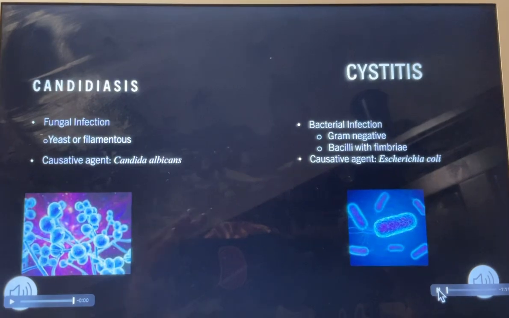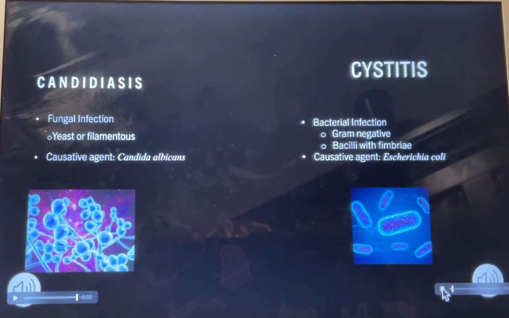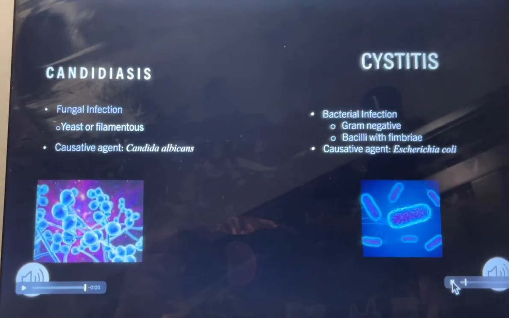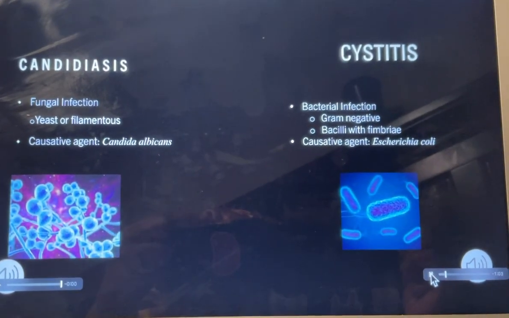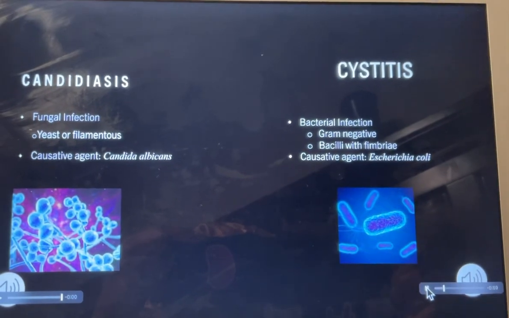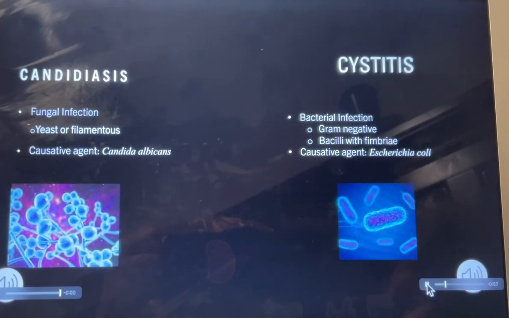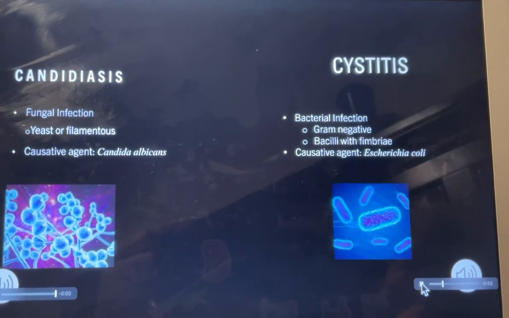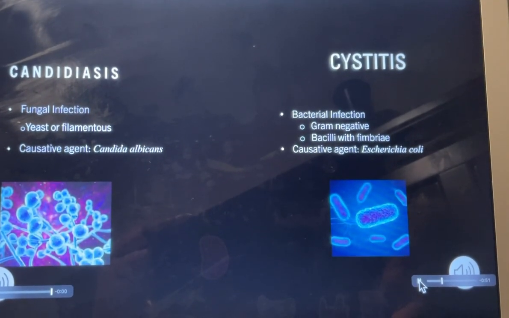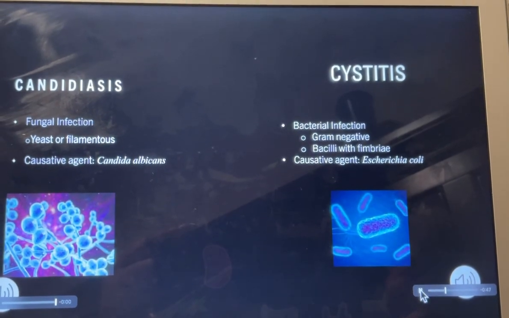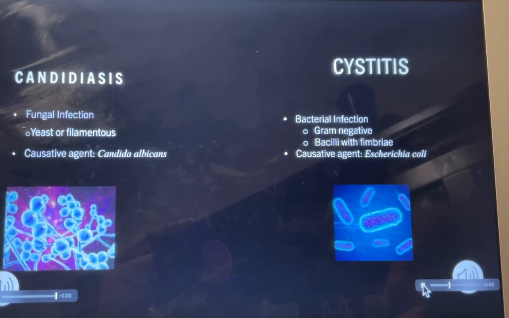Let's break down the main player behind most cases of cystitis, E. coli. E. coli is a gram-negative, rod-shaped bacterium. It's usually arranged in single rods, not clusters, not chains, just individual little rods doing their own thing. What makes E. coli especially good at causing bladder infections? It has fimbriae, tiny hair-like structures that help it stick to the lining of the bladder. Without those fimbriae, the bacteria would simply get flushed out of the urine.